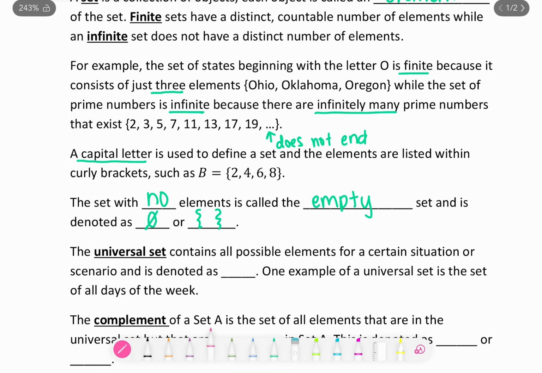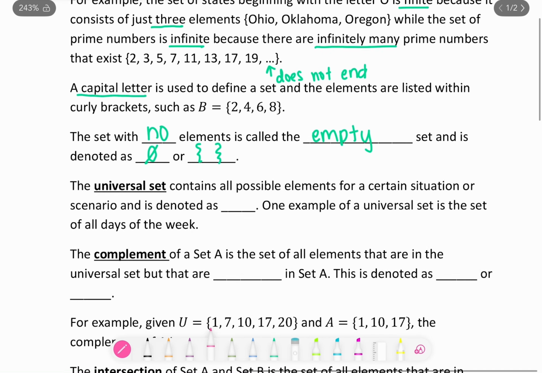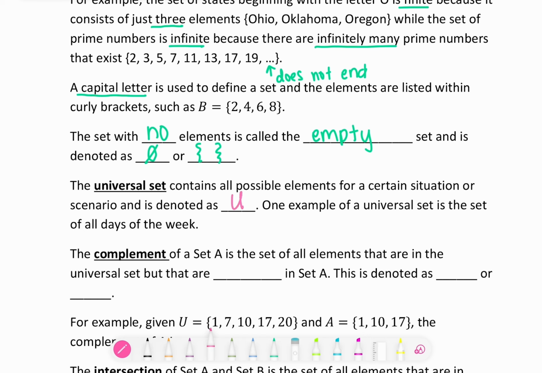Let's keep going. So then the universal set contains all possible elements for a certain situation or scenario, and it's denoted as a capital U. So the universal set would be, for example, if I said, in this problem, we're going to talk about all the months in a year. That would be the universal set.